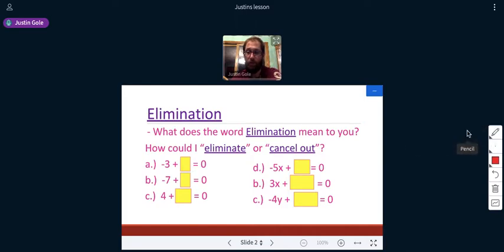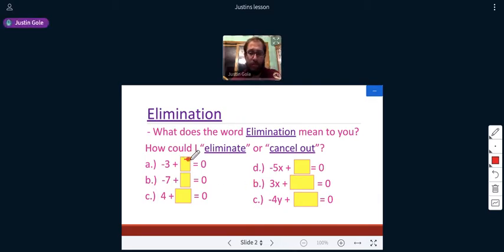So basically our whole goal with elimination is to cancel one variable out. We just need to identify, if I have -3, what do I have to add to cancel it out? If I have -7, what do I have to add to cancel it out? If I have 4? So pause for a second and try to figure these out real quick in your head.